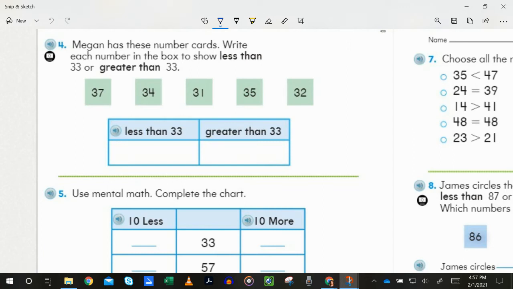Okay, so 37 is greater than 33. All of these have the same number of tens, so we really have to look at the ones. 7 ones is more than 3 ones. 4 ones is also more than 3 ones. 1 one is less than 3 ones. 5 ones is more than 3 ones. 2 ones is less than 3 ones. So that is where the different numbers should be. 31 and 32 are less than 33. 37, 34, and 35 are greater than 33.